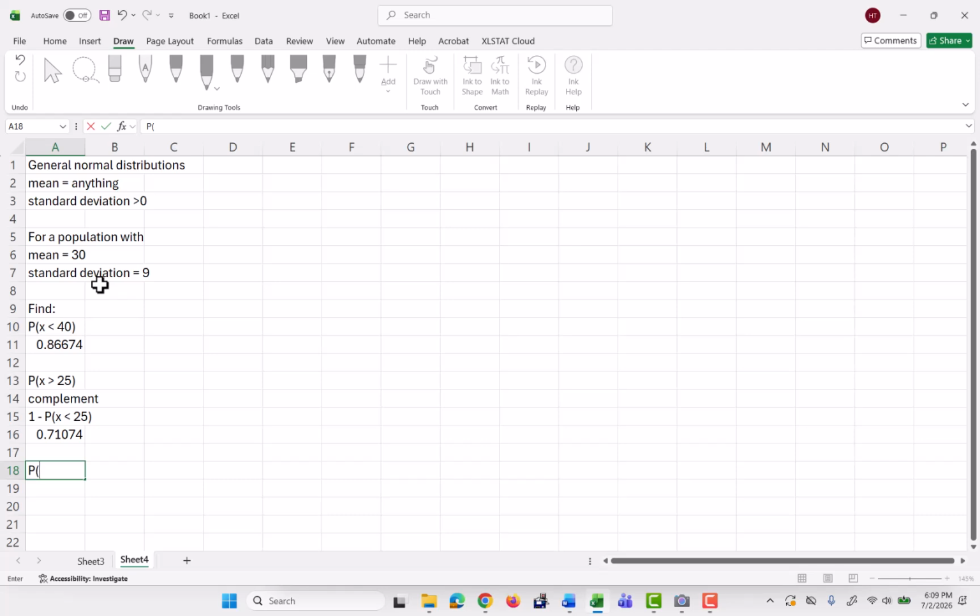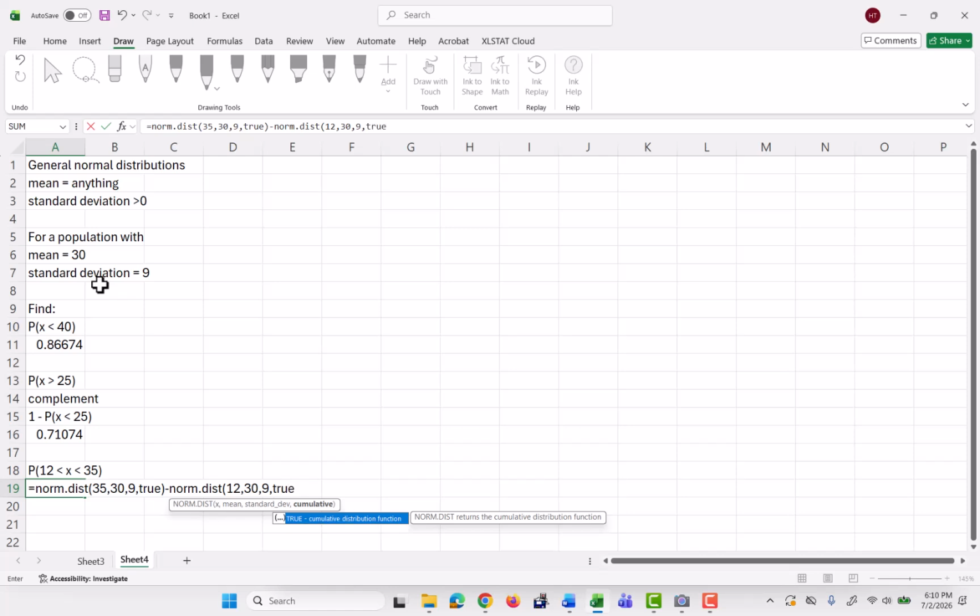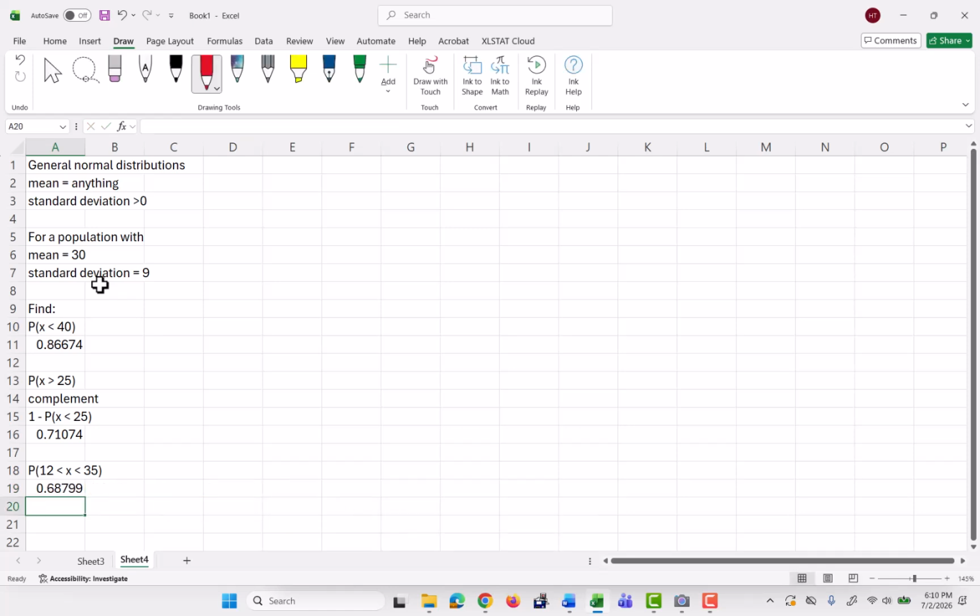Or if we wanted the probability that x is between 12 and 35, well, we use two normal functions here. Norm.dist. First, we start out with the upper end, the 35, with a mean of 30, standard deviation of 9, and true. Minus, we do the function for the lower end, norm.dist. The lower end is going to be 12 with a mean of 30, standard deviation of 9, and once again, true. We get 0.68799 as that probability, and that makes sense.